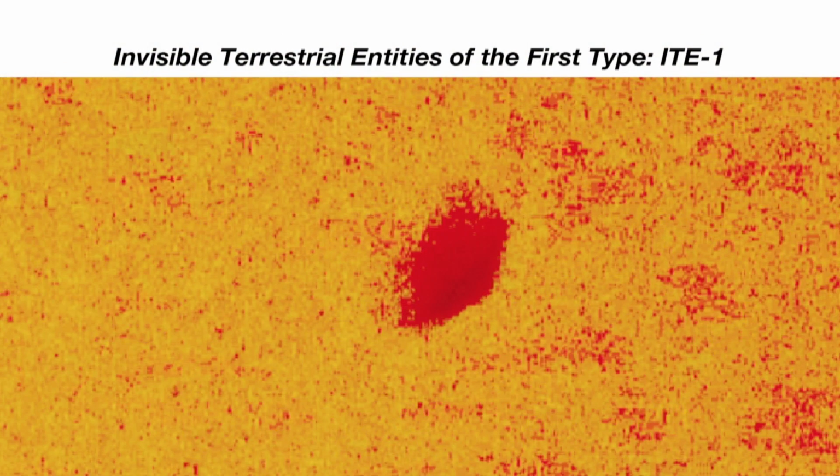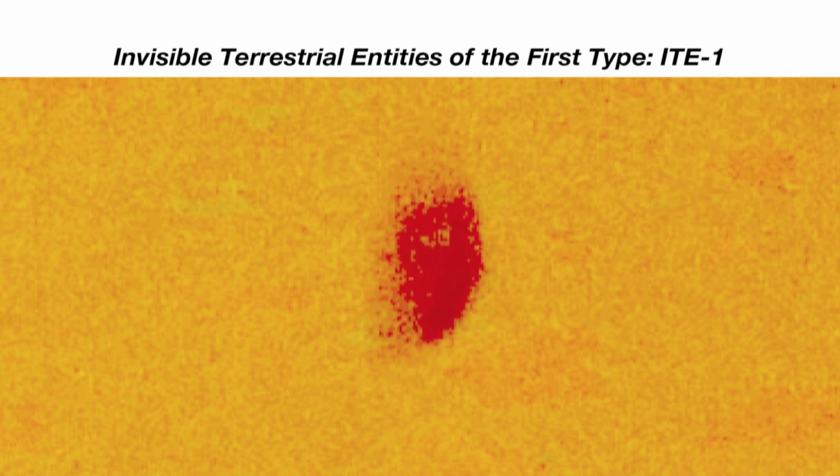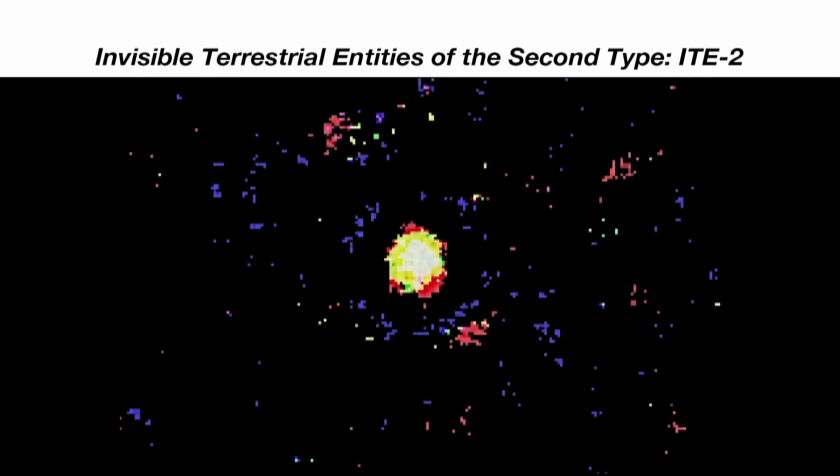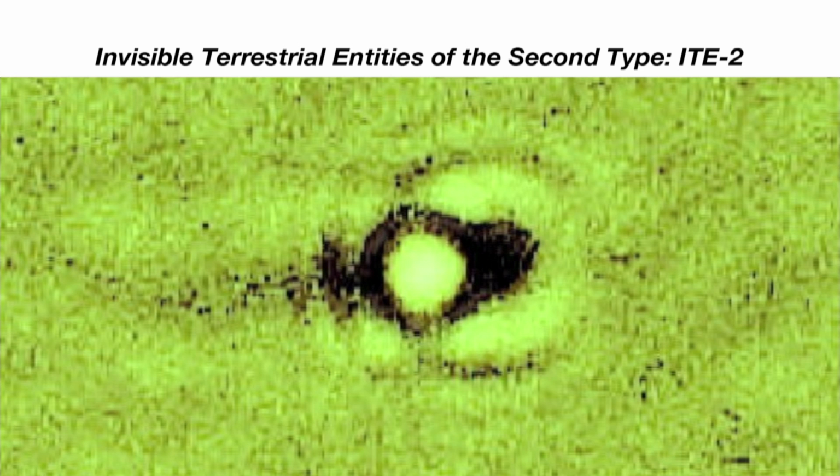We have detected at least two types of ITE. The first type, also called dark ITE, essentially consists of entities leaving a dark image in the background of digital cameras attached to our new telescope. And the second type, called bright ITE, essentially consists of entities leaving, this time, a bright image in the background of digital cameras attached to our telescope, often visible without any enlargement.